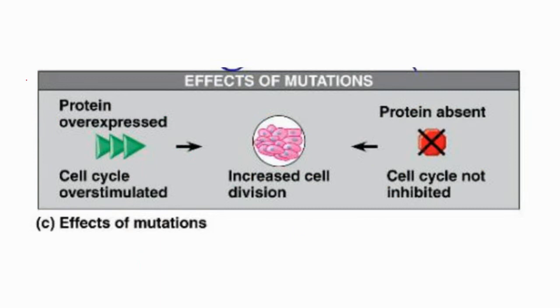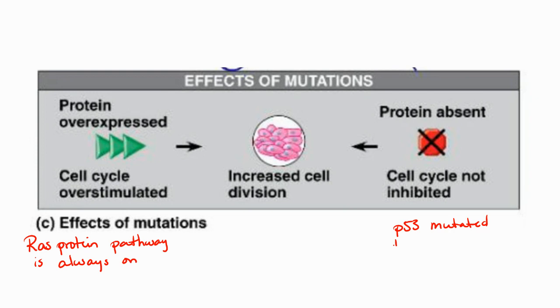If we have overexpression, so if we have our RAS protein pathway always on, or if we have P53 mutated and not stopping the cell cycle, what you're probably going to end up with? Cancer. So ultimately, cancer is unregulated cell growth. The gas is on or the brakes are off.